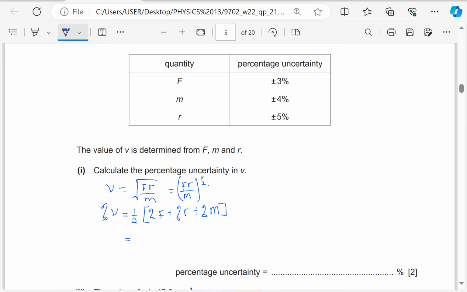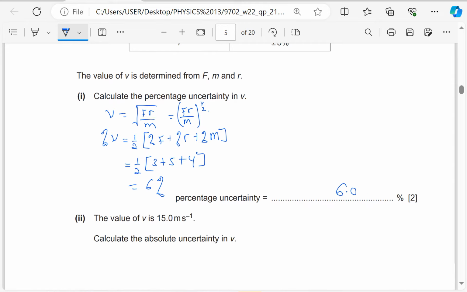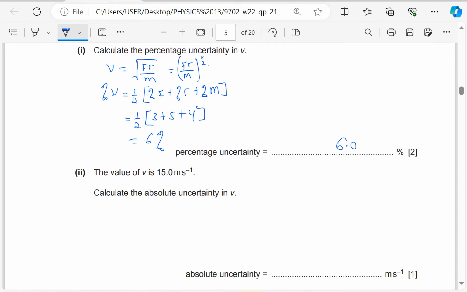So when I substitute here, I have a half into percentage in F, which is 3, plus percentage in R, which is 5, plus percentage in M, which is 4. So this is giving me 12 over 2, which is 6%. So the answer here is going to be 6% or 6.0%. The value of V is 15 meters per second. Calculate the absolute uncertainty in V.